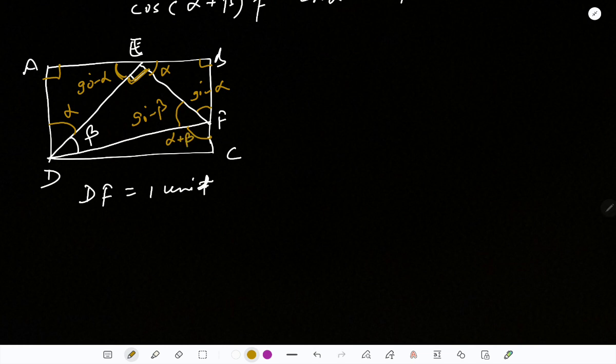This angle is again 90 degree because we know this is a rectangle. And what do you need to do? I guess you have many triangles, 1, 2, 3 and 4 triangles, 4 smaller right angle triangles inscribed inside a rectangle, and you have already taken DF equals 1 unit.